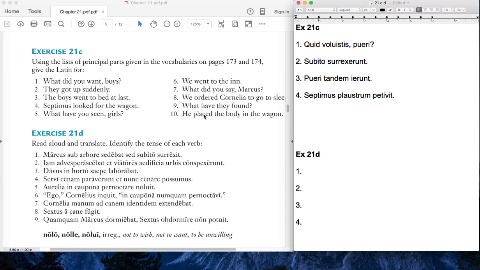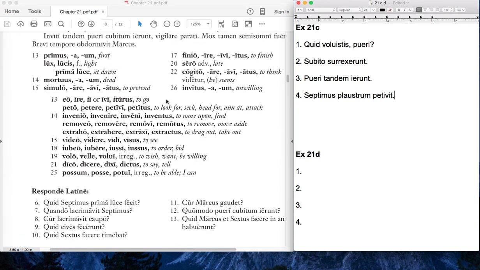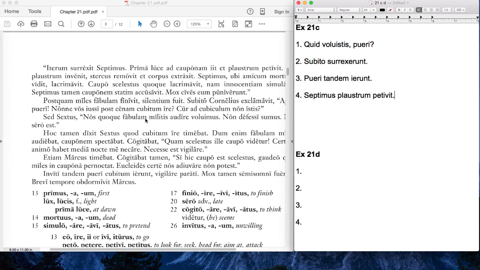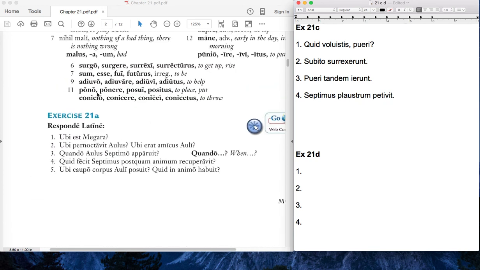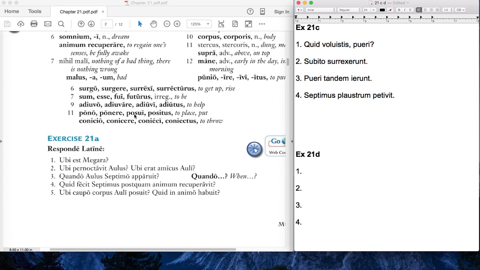And then he placed, he put. I believe that's also here. Let's just double check that. Pono, ponere, somewhere here. Yes, here it is. Pono, ponere, posui. So he put, he placed. You're going to start with posui, but you're going to use the third singular for he put, he placed. And that will look like posuit.